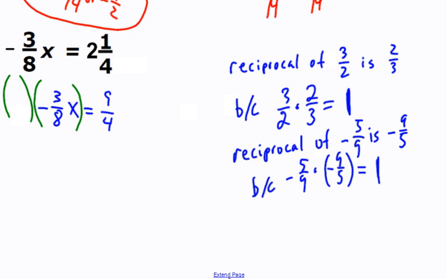Why am I using multiplying now as opposed to addition and subtraction like I did before? Because you have a multiplication problem. Yeah, because negative 3/8 is being multiplied by x, it's not being added or subtracted from it. So what am I going to multiply here? Negative 8/3, right? And I'm going to go ahead and put that negative over here in the numerator.